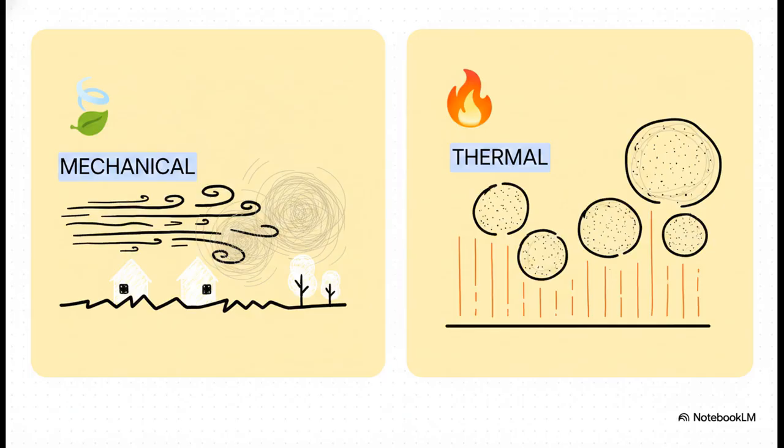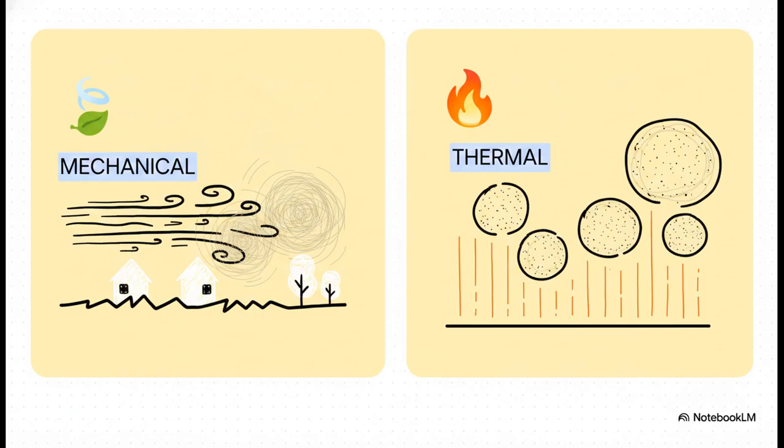When we talk about mixing, turbulence is essentially the atmosphere's giant blender, and it comes in two flavors. Mechanical turbulence happens when wind blows over uneven ground, which physically causes the air to become gusty, actively forcing pollutants to mix with clean air.